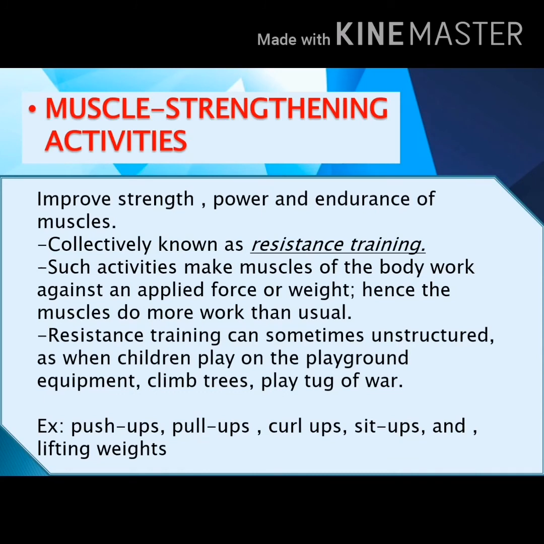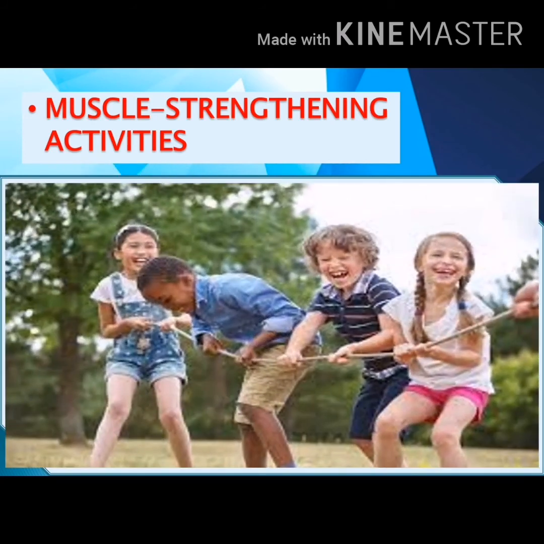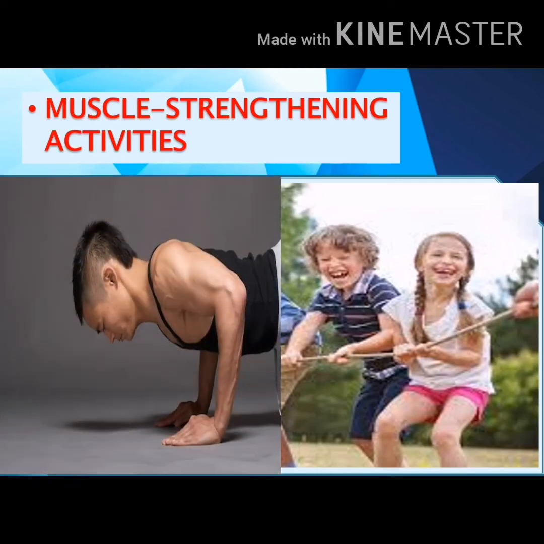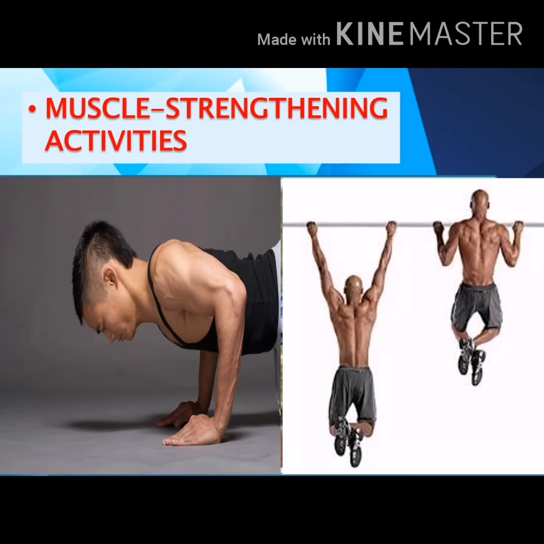Now, let's move on to muscle strengthening activities, or collectively known as resistance training, that helps to improve strength, power, and endurance of muscles. By doing this kind of activities, the muscles of the body work against applied force or weight. Resistance training can sometimes be unstructured, as when children play on the playground, like climbing trees or playing tug-of-war. Some examples are push-ups, pull-ups, curl-ups, sit-ups, and lifting weights.